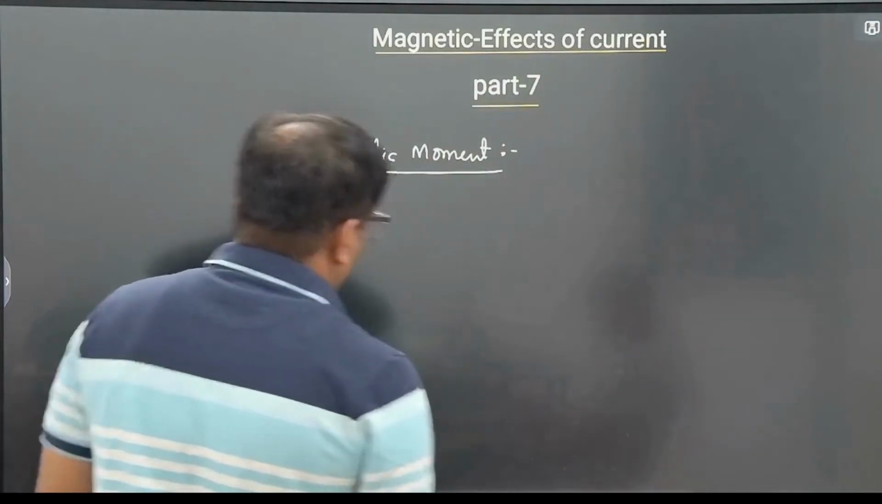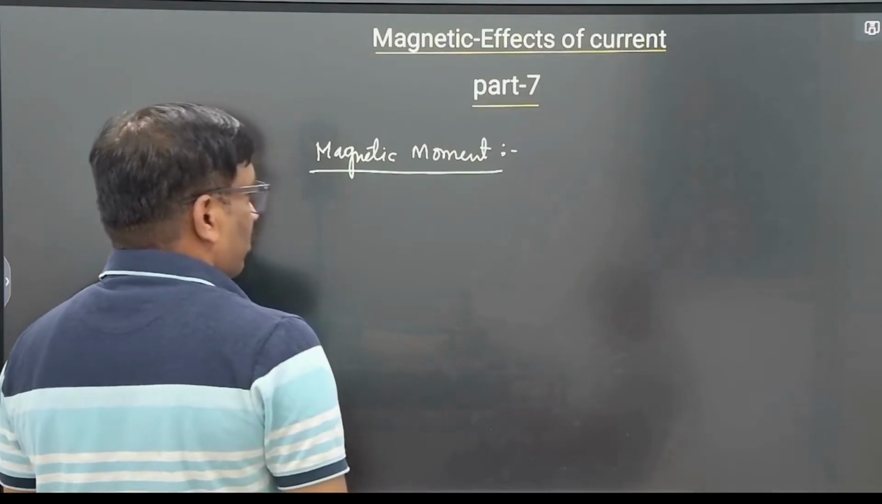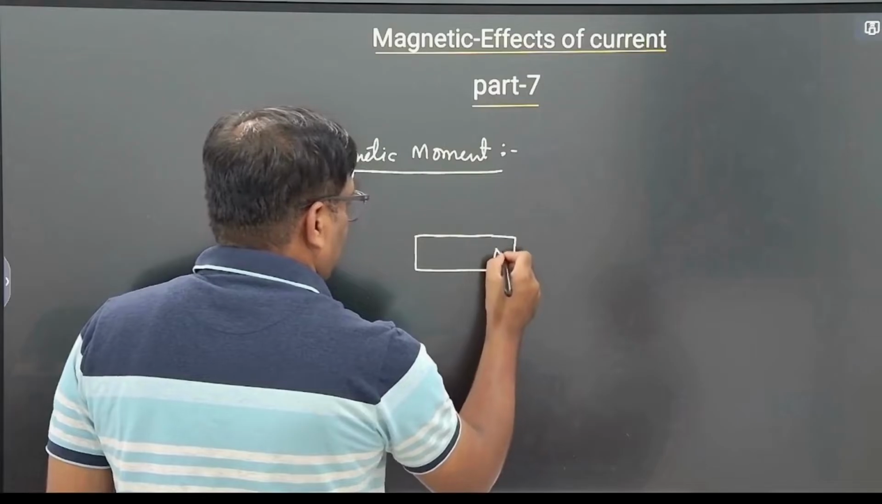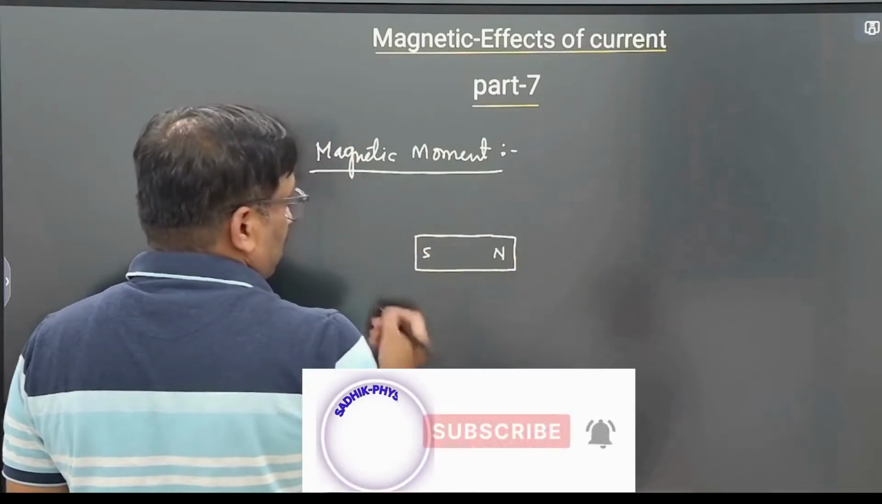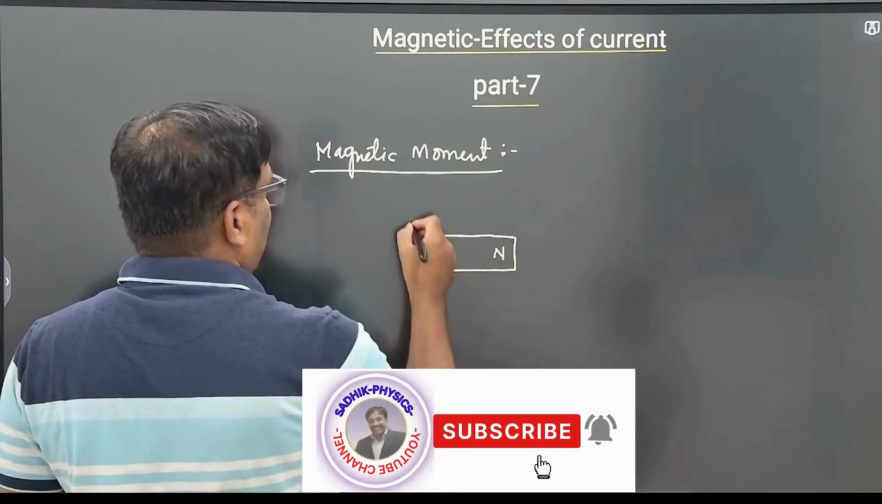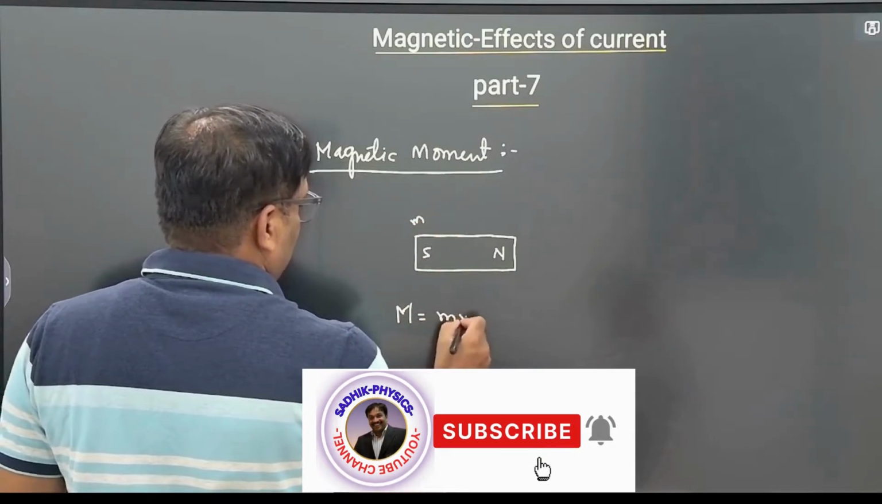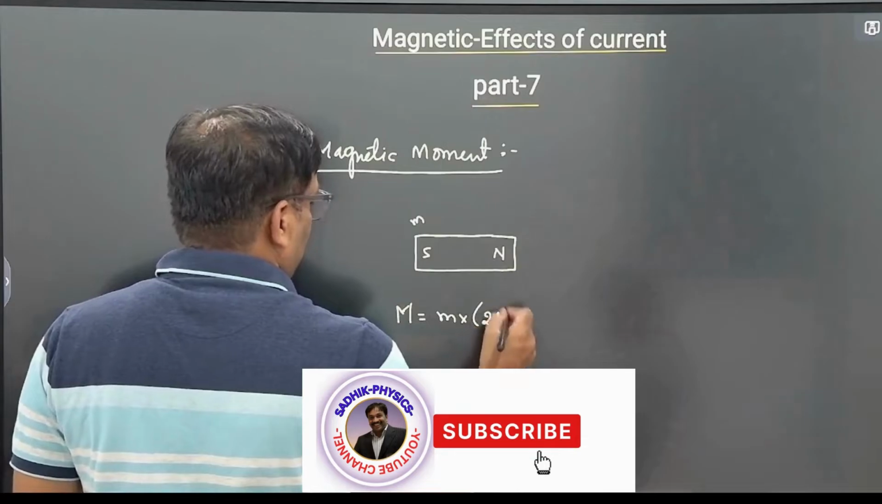So what is a magnetic moment here now? What is a magnetic moment defined as? Not only for the bar magnet. So this is a bar magnet. It is having a north pole and south pole. So generally we can write a small pole strength. Magnetic moment is denoted as pole strength into the distance between these, that is nothing but 2L.